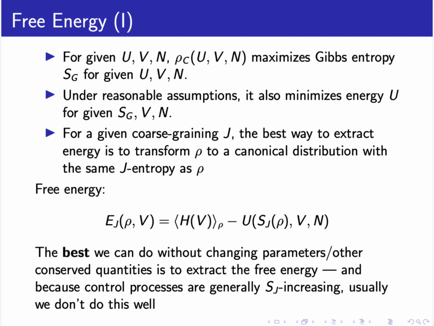If all our control processes commute with J, we'll never get more energy out than the free energy with respect to J. And instead, we'll usually get less out because generally control processes increase the J entropy. And any time I'm doing that, I'm leaving energy on the table. Because now, if I increase the J entropy, then the most energy I can get out is by going to the canonical distribution at this new higher value of the J entropy, and that state has more energy than the previous one. So the most I can do is get the free energy out. If I'm careless, I'll get less than the free energy out.